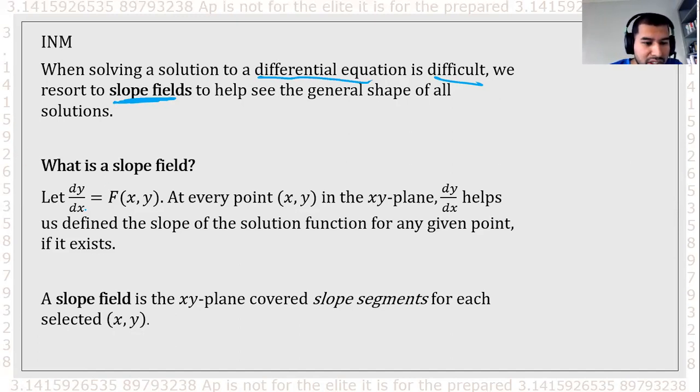So pretty much, what is a slope field? It is a differential equation at every xy point, and we have the slope at a given point. So in summary, if you're going to write this down, a slope field is an xy plane covered in slope elements for each segment in an x and y.